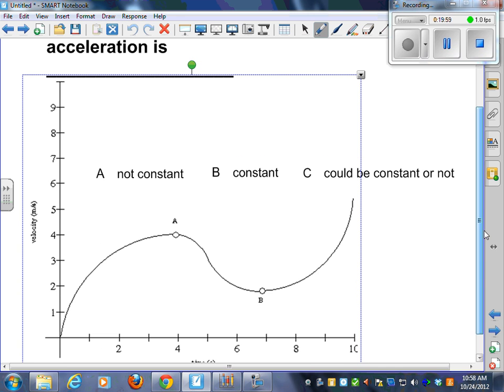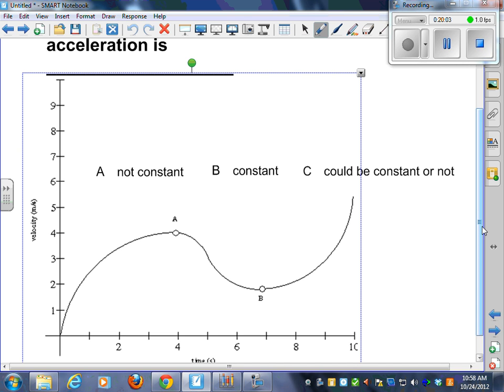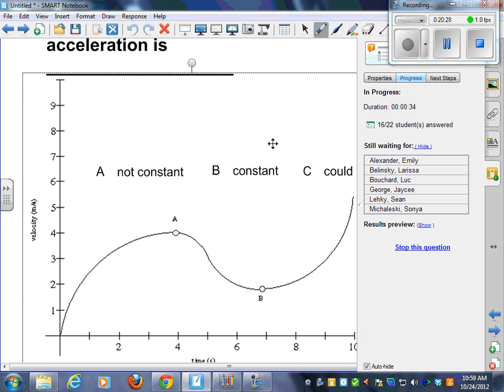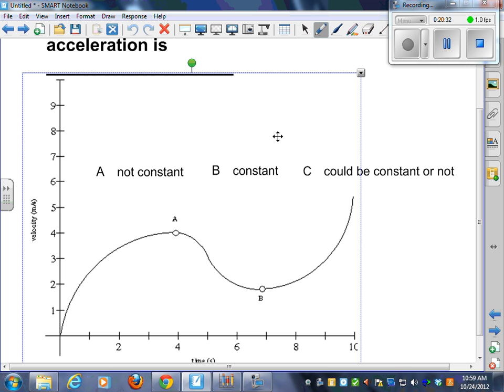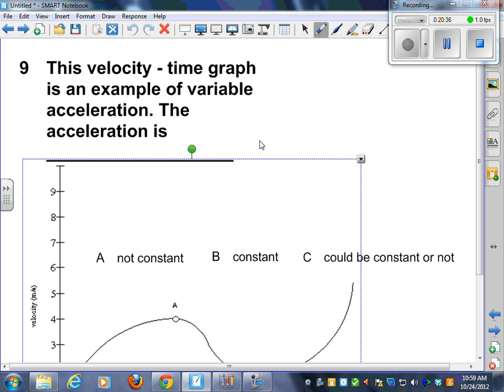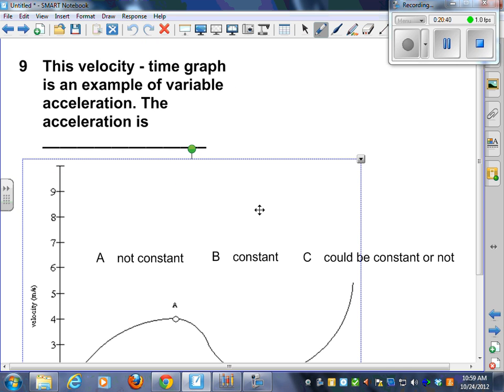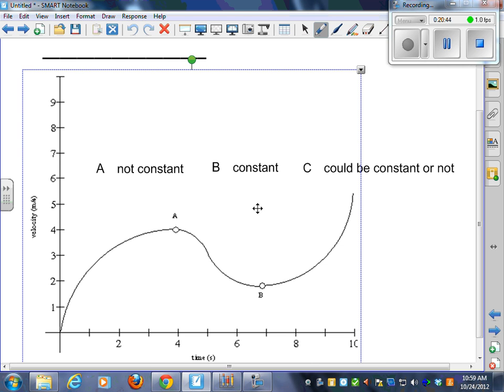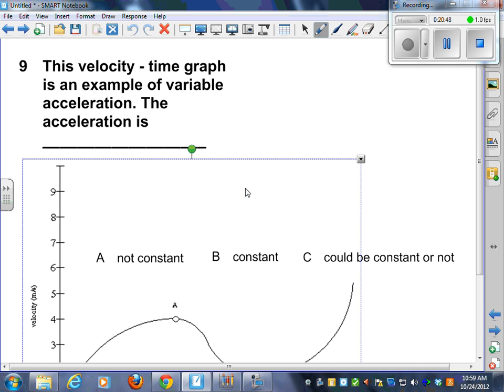So here's the graph here. Is it not constant, or is it constant, or it could be constant or not? Sure. This velocity time graph is an example of variable acceleration. The acceleration is not constant, or could be constant or not, if it is variable acceleration.